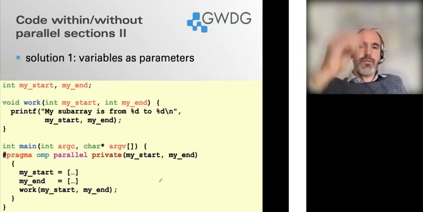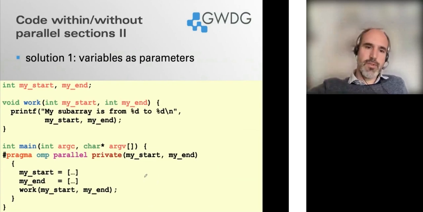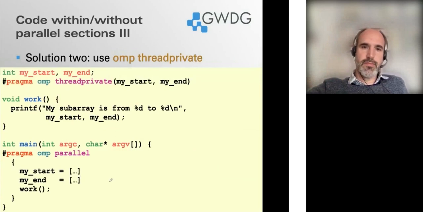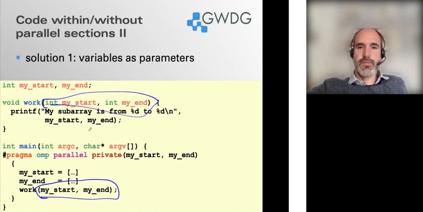There's two ways to circumvent such a problem. The first one is you do the same as before, but you would hand over the private variables as parameters in the function call.